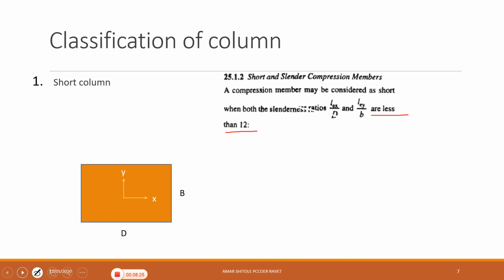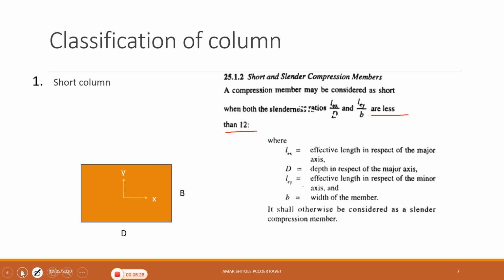Next, we need to know the terminologies related to this. What is meant by Lex? What is meant by Ley? Lex is the effective length with respect to the major axis. Capital D is the depth with respect to the major axis. Ley is the effective length with respect to the minor axis. And small b is the width of the member. Otherwise, if this ratio is greater than 12, then we will consider the column member as a slender column member. So less than 12 is short, and greater than 12 is a slender compression member.